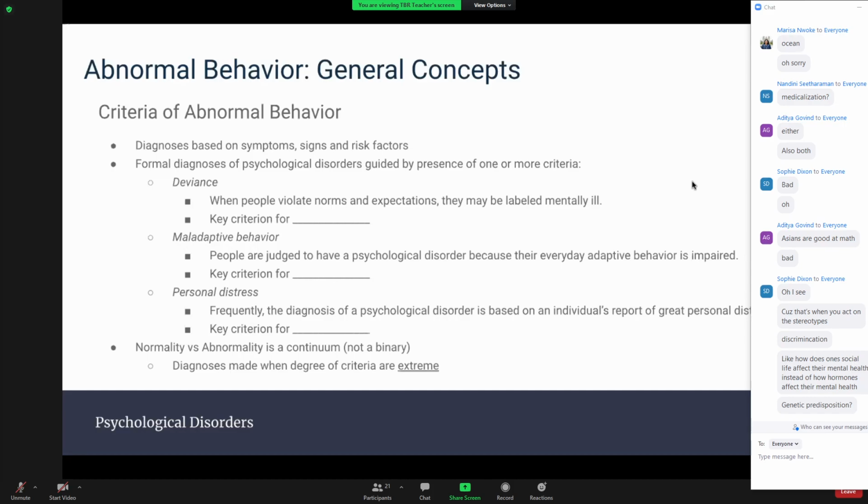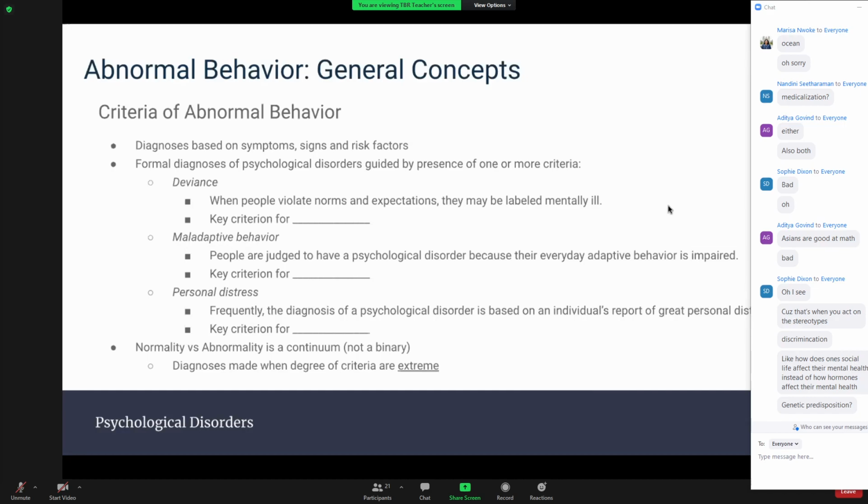Maladaptive is another way that you can diagnose a mental disorder. And this one, I should say a psychological disorder, because as we'll see, that encompasses a couple of things. A maladaptive behavior is one in which the everyday behavior of the person is impaired. So there's adaptive, which means that the way that you behave is going to help you live in society, and there's maladaptive, in which the way you live goes against society.